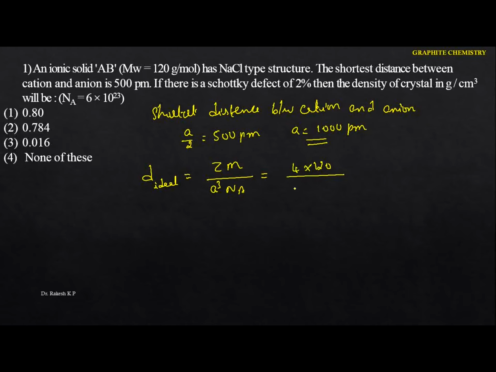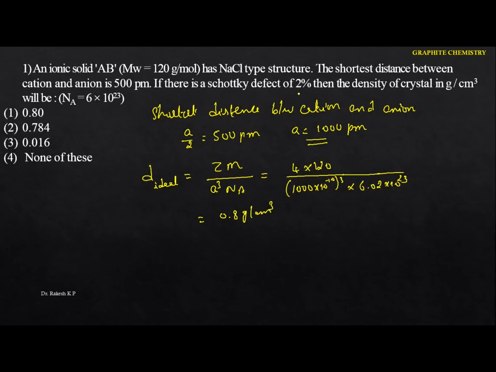Now see the a value. Here they give it in picometer, that is 1000 into 10 to the power of minus 10, the whole power 3, into N. Here N value I am going to take as 6.02 into 10 to the power of 23. And the value we got is 0.8 gram per cm cube.